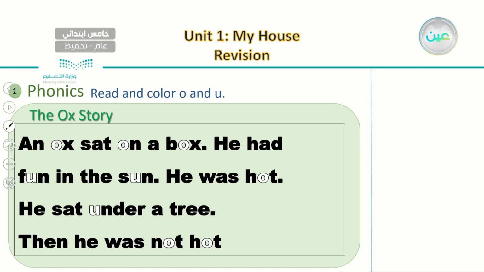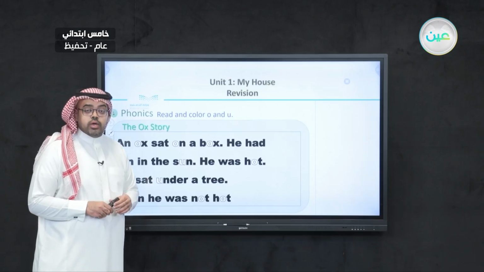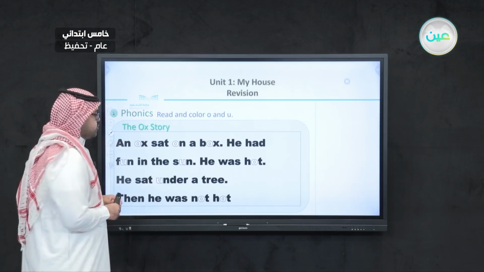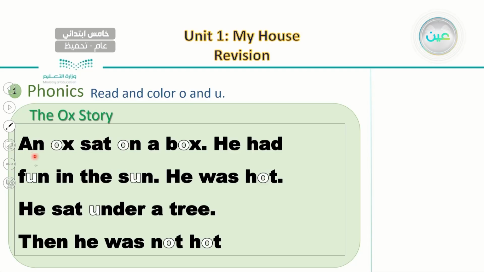So now let's read it one more time, and this time I'm going to point and I would like you to follow and read it with me. So let's start. An ox sat on a box. He had fun in the sun. He was hot. He sat under a tree. Then he was not hot.